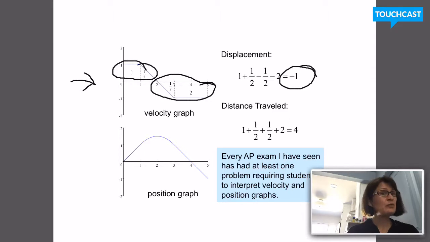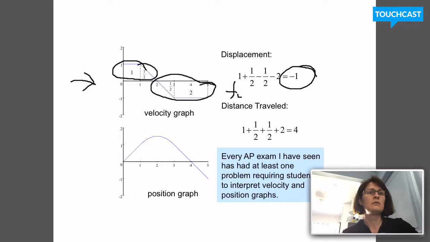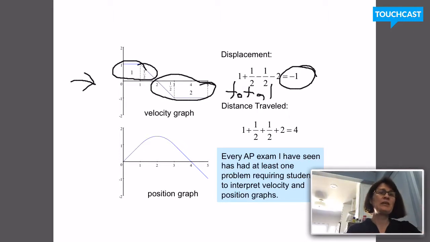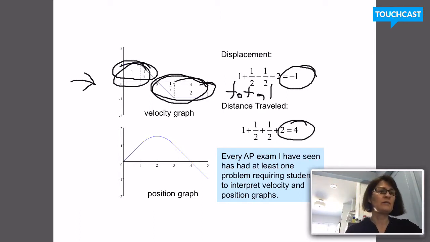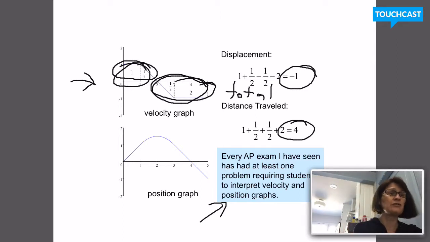But if I asked you to compute total distance traveled, that's going to be this 1.5 plus 2.5. So the absolute value of 1.5 plus the absolute value of 2.5 to make this 4. And there's a little note here. I would bet you $100 there's going to be some kind of velocity or position graph on your free response section, and you're going to have to analyze it.